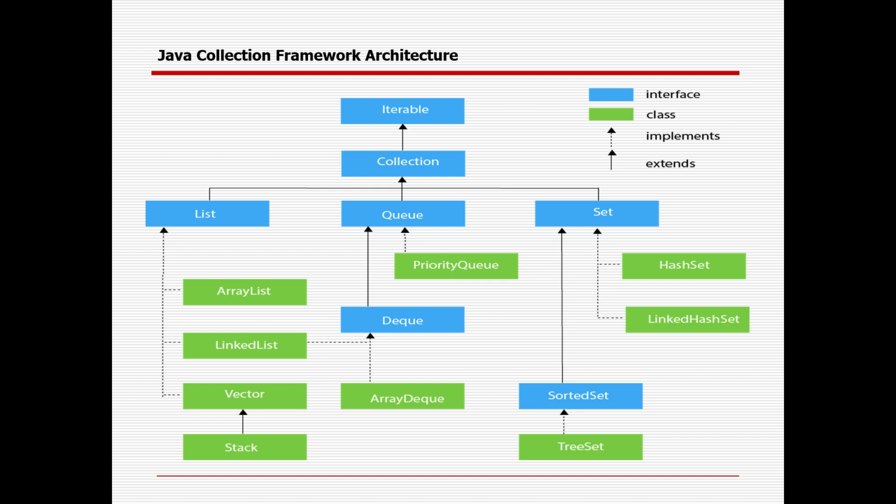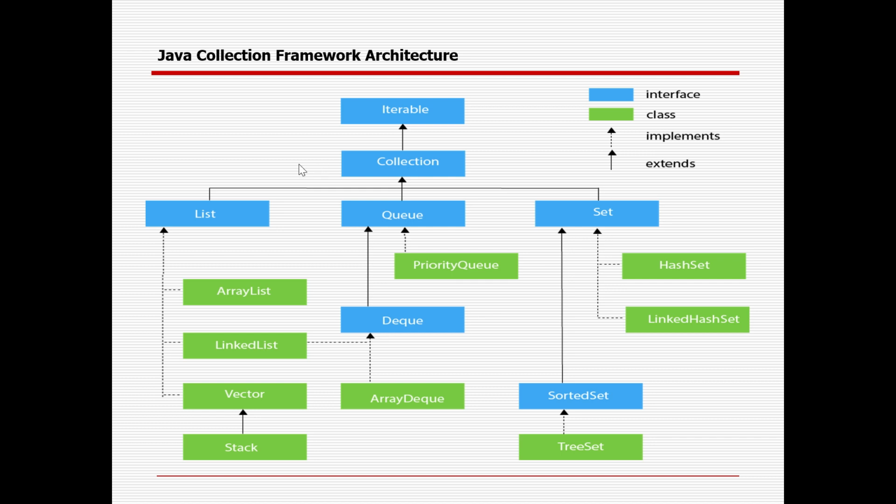There are four things here in the Java collection framework architecture. One is a rectangular shape with some color. Blue means the interfaces, and green rectangular shapes mean the classes. And there are two kinds of lines. One is a solid arrow, which is implements, and one is a dotted arrow, which is extends. In the last session you already learned that class to class is always extends, interface to interface is always extends, but class to interface is always implements.